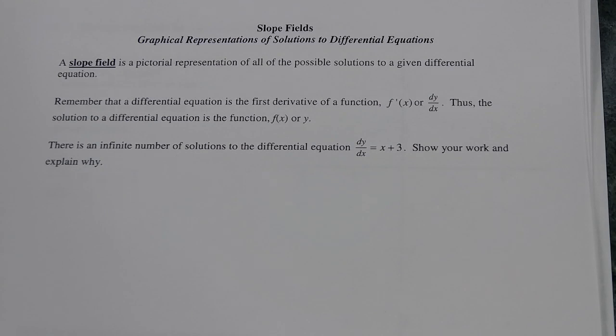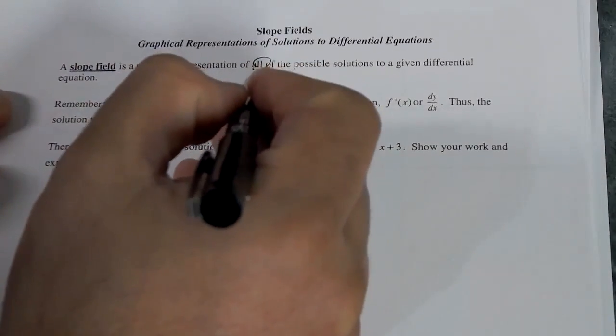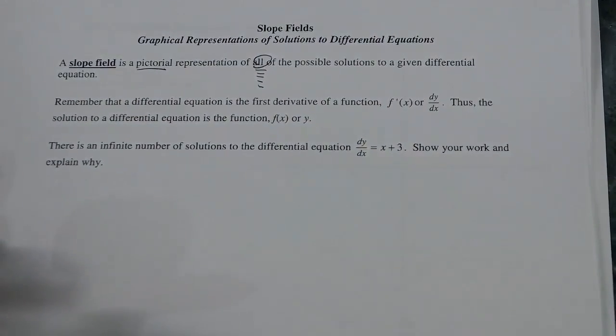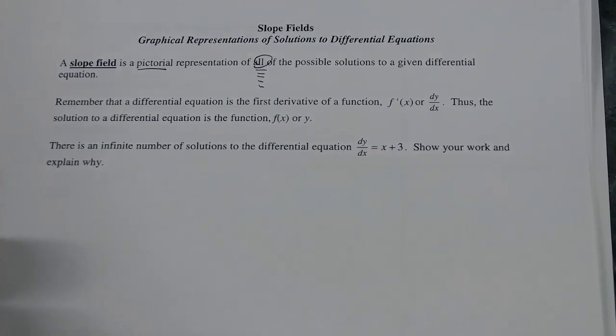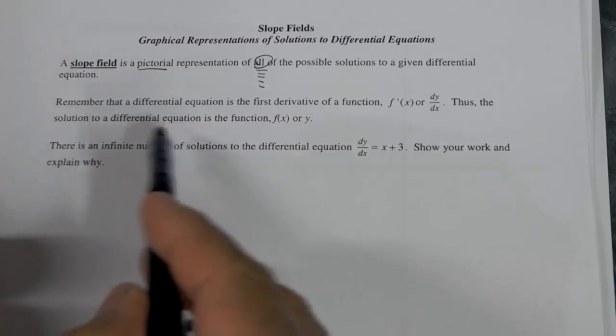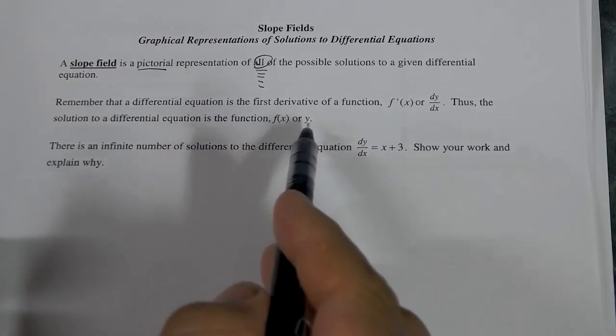All right, guys, today is our last lesson for AP Calc: slope fields. A slope field is a graphical representation of the solution to the differential equation. As we say here, it is a pictorial of all, that's the key thing right here, of all possible solutions to the differential equation. Remember that the differential equation is like a first derivative here, and the solution to the differential is the function f of x or y.